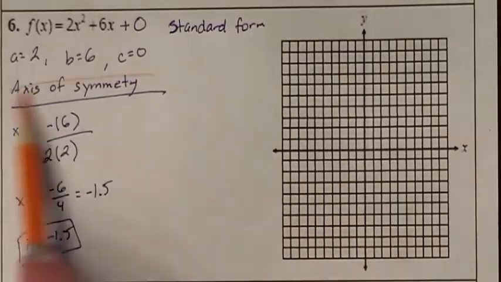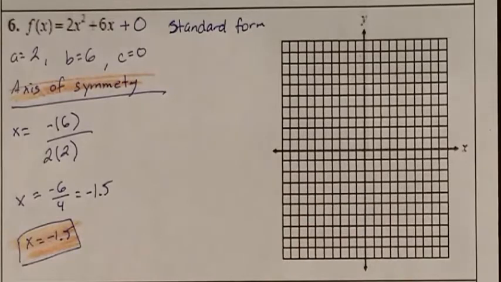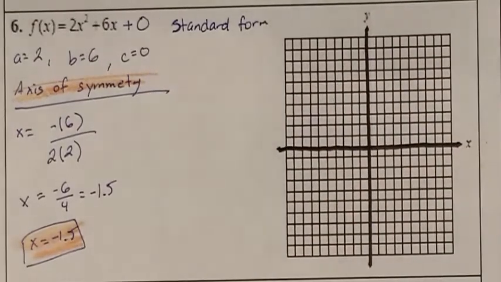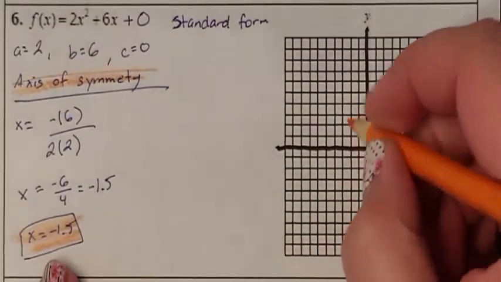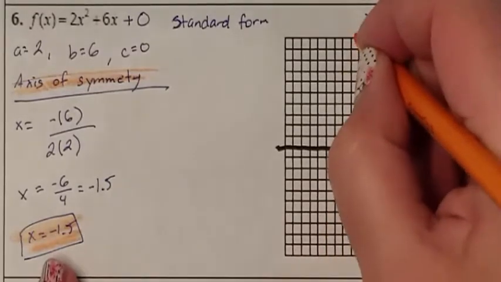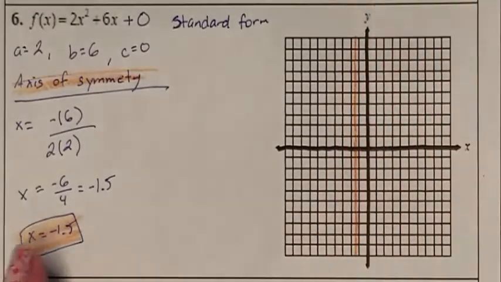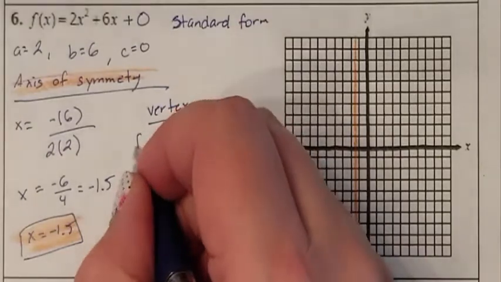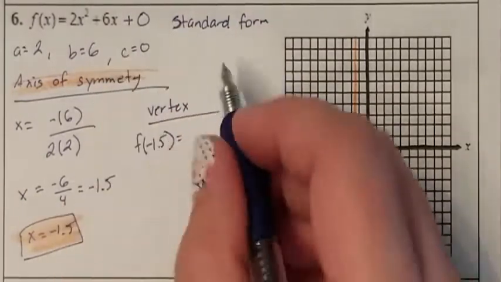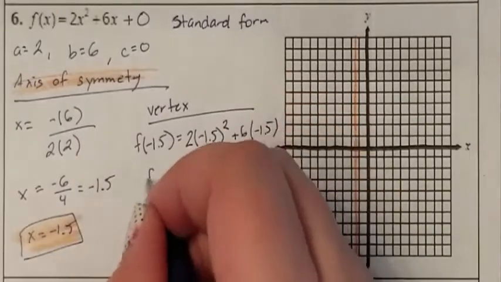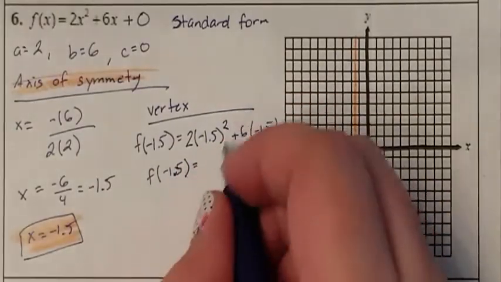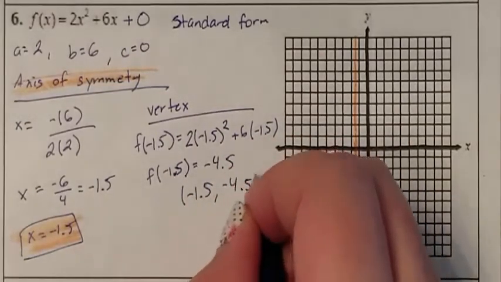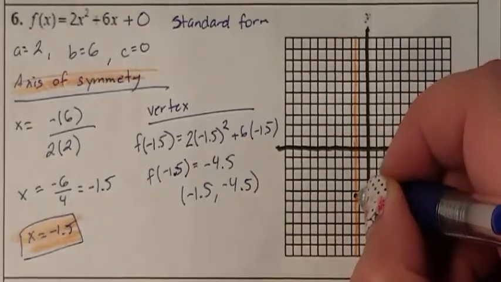So I'm going to graph that. I'm having a hard time finding my x and y axis, so I'm going to darken the lines so they're a little easier to see. Now it's a little easier to locate -1.5. So there's -1 and there's the 0.5. So here's my -1.5. On that line, we need to find our vertex. And remember, you find the vertex by testing your axis of symmetry in the equation. F at -1.5 gives me -4.5. So my vertex is the coordinate point -1.5, -4.5, which is right there.